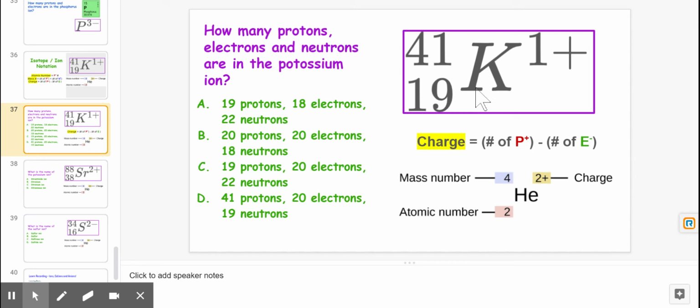All right, so we have this potassium ion, and we need to know how many protons, electrons, and neutrons are in it. So how do we solve this? Well, remember, the lower left, that's the atomic number. The atomic number is always equal to the number of protons. So we have 19 protons.